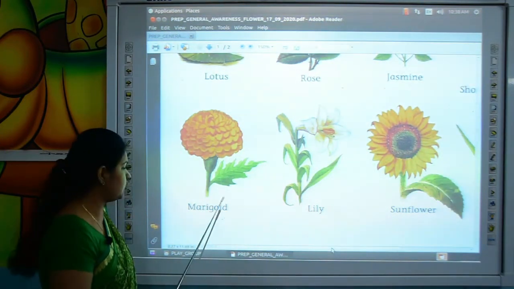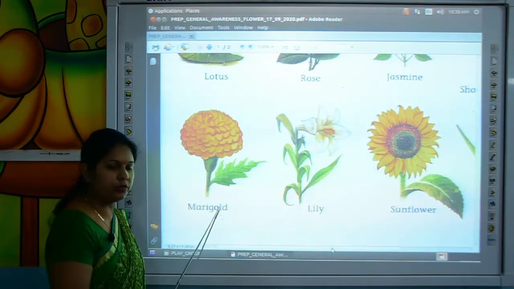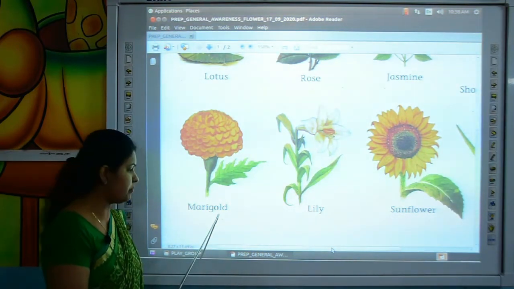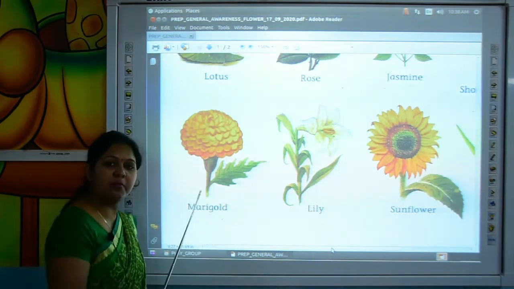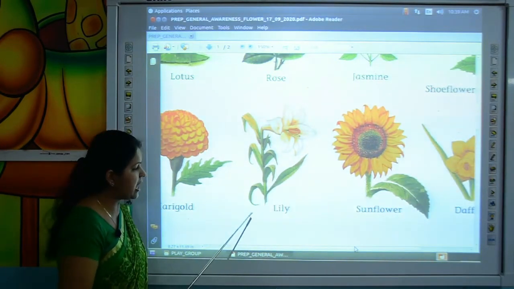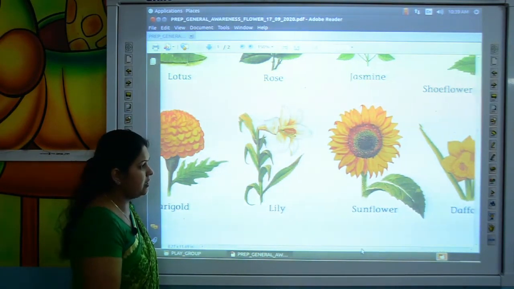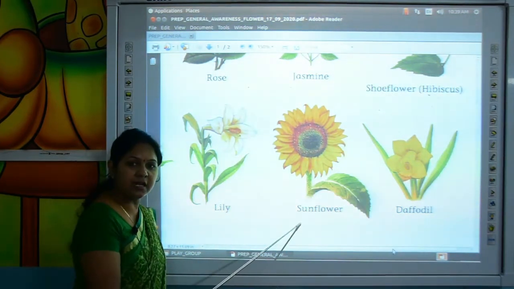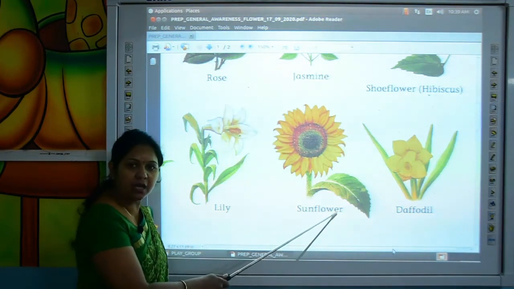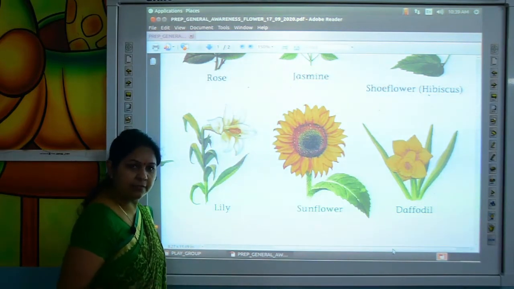This is marigold. M-A-R-I, Mary, G-O-L-D, gold. Marigold. Now the next flower is lily. L-I-L-Y, lily. The next is sunflower. S-U-N, sun, F-L-O-W-E-R, sunflower. Sunflower is the only flower which faces the sun.